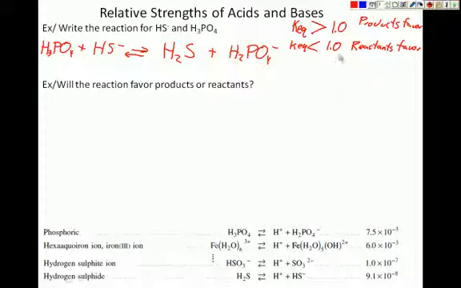Okay, so now we have to figure out what KEQ is here. I'm going to write a KEQ expression for this reaction. Again, KEQ is the products over the reactants. So KEQ is the concentration of H2S multiplied by the concentration of H2PO4-, divided by the concentration of the reactants, HS- and H3PO4.